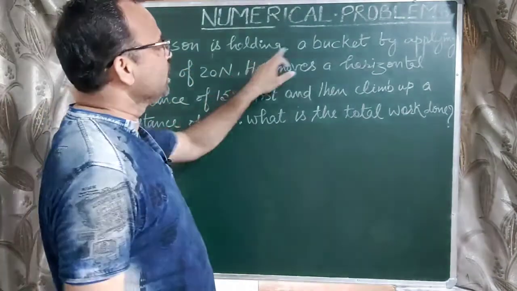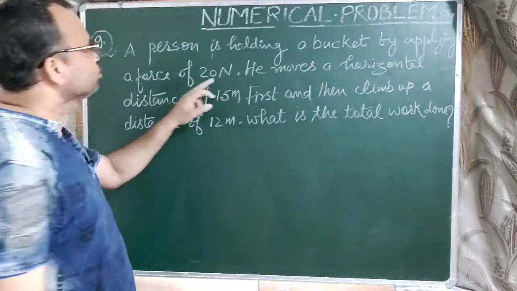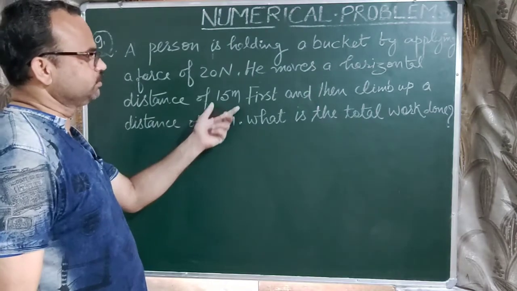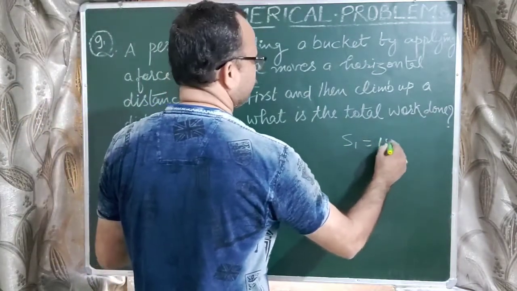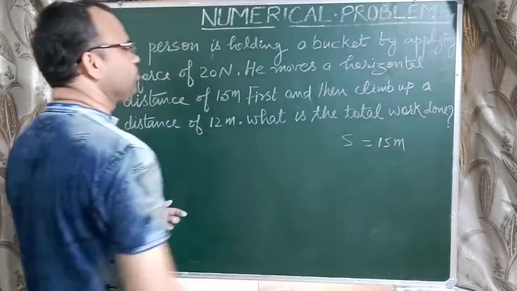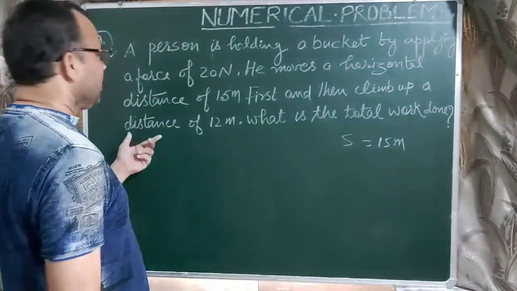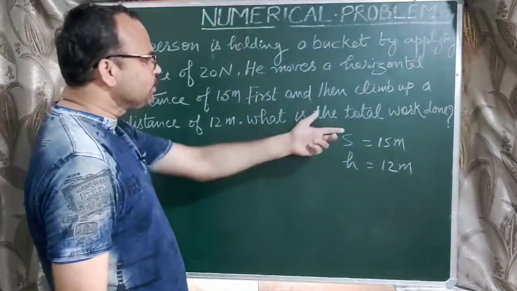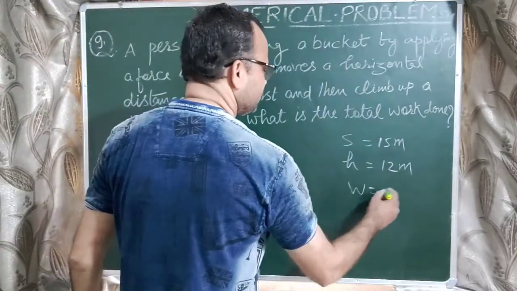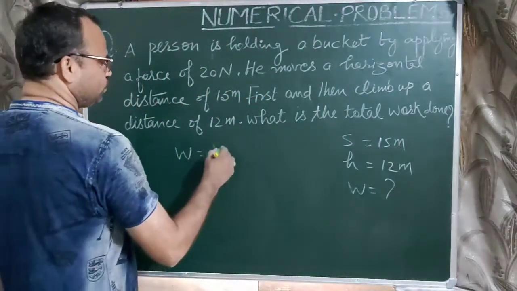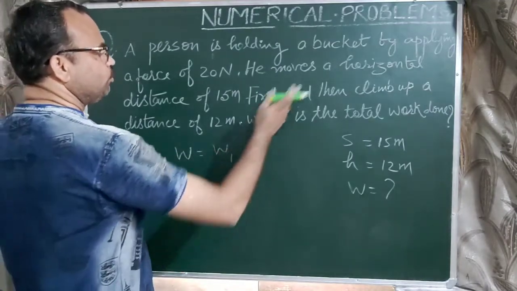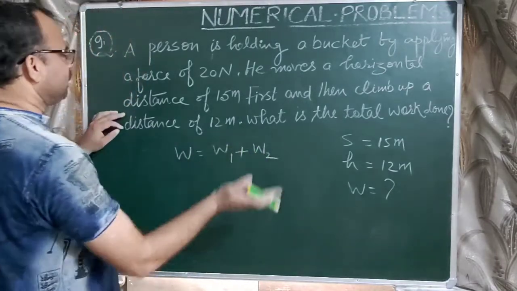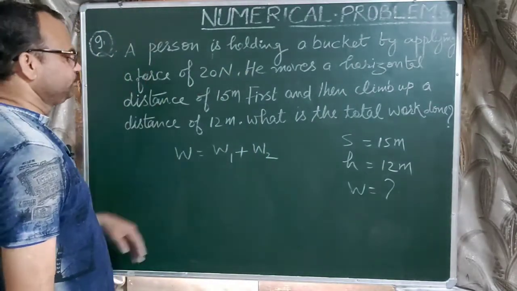Now see question number 9. A person is holding a bucket by applying a force of 20 Newton. He moved a horizontal distance of 15 meter, which means S1 equals 15 meter, and then climbs up a distance H equal to 12 meter. We have to calculate the total work done, W. So W equals W1 for moving a horizontal distance, and W2 for work done in climbing a distance of 12 meter upward.